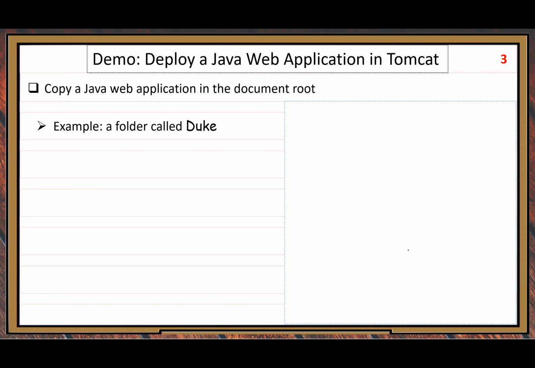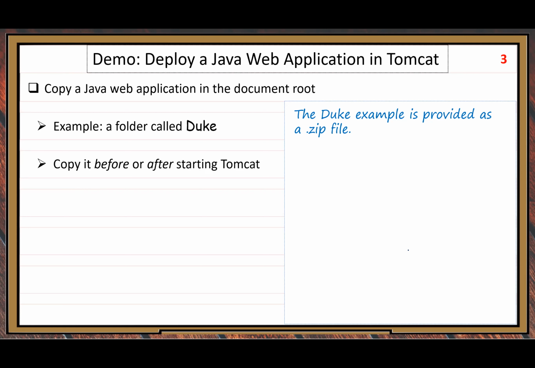So in our example, we have this Duke folder. So later, I just copied this folder. Here, I give you the zip file. So you download, you unzip it.